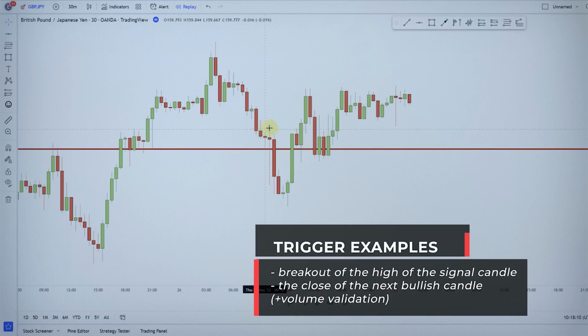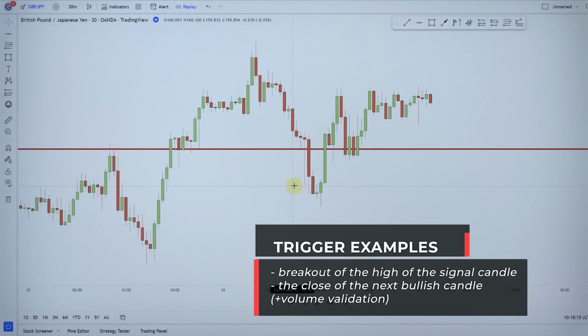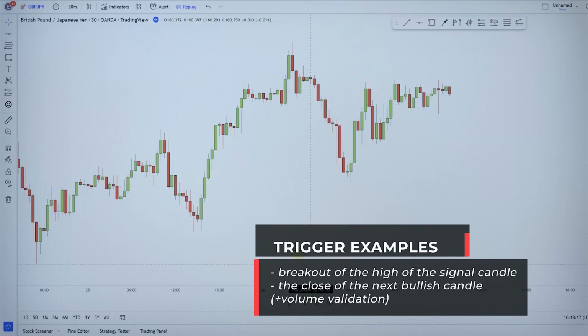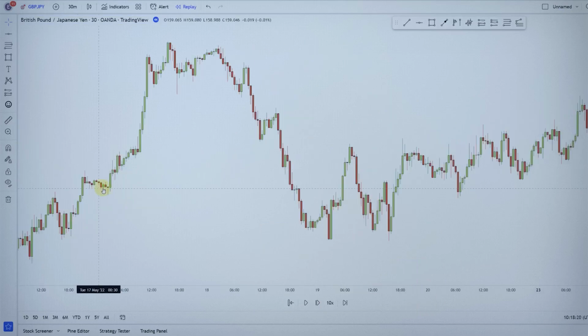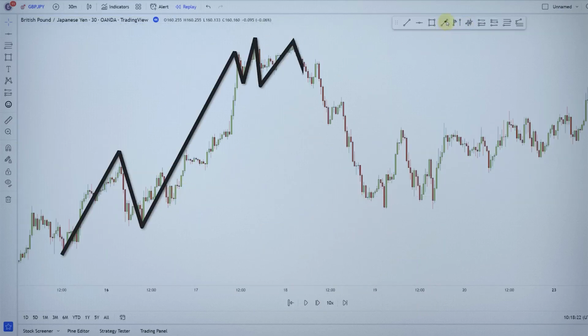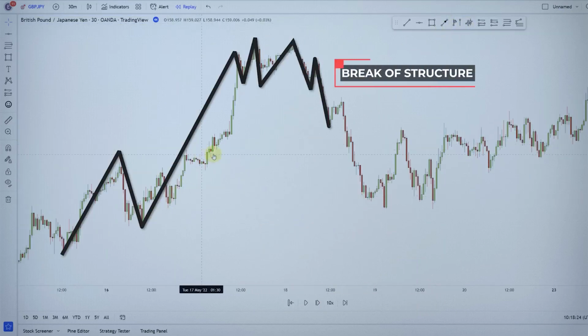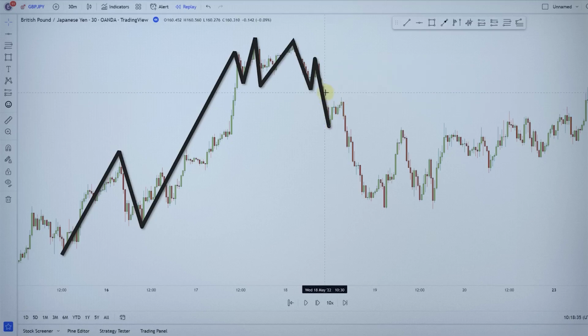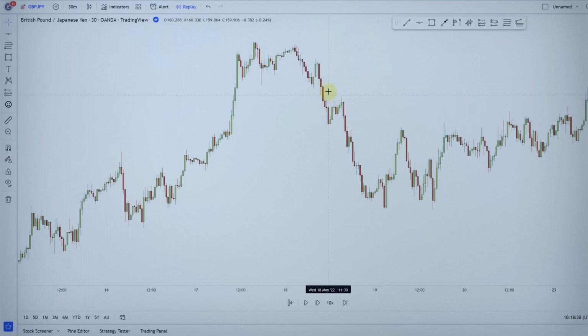A trigger candle could be on the break of the high or at the close of the next bullish candle if it's validated by volume. Or you have a break of structure with the market switching from higher highs and higher lows to lower lows and lower highs. This is the signal the trend may be changing, but this is not the trigger you need to enter a short trade. You need other candles to confirm this, so make the distinction between these two candles.